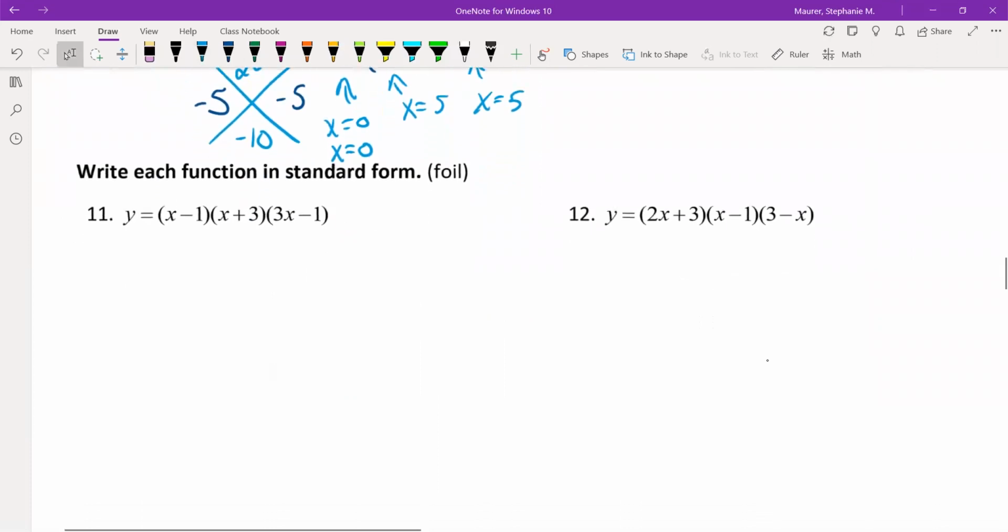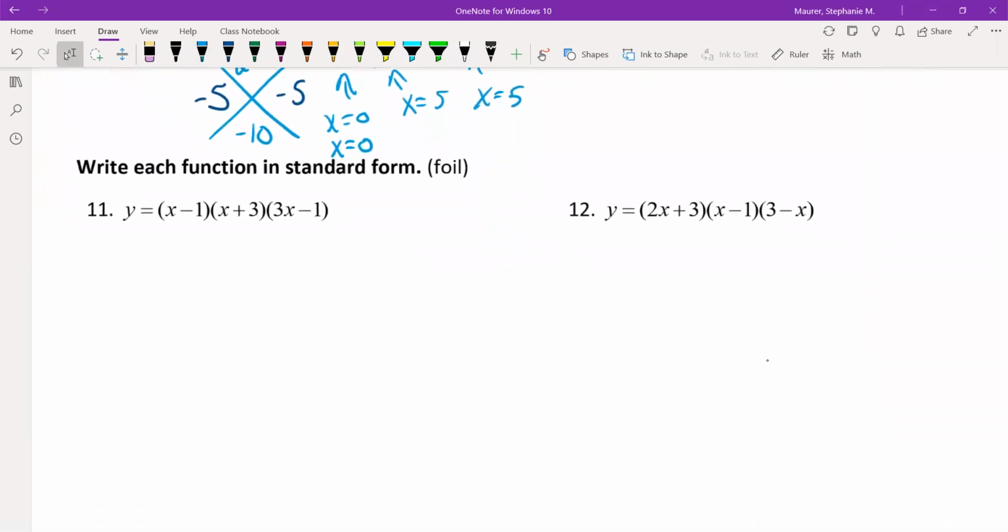So the next section says, write each of these functions, there's the magical word again, standard form. So standard form, again, meaning write it from highest exponent to smallest exponent. But looking at 11 and 12, these need to be factored first. And these are pretty exciting problems to factor because they actually have 3 sections. So let me walk you through how to factor one of these problems.